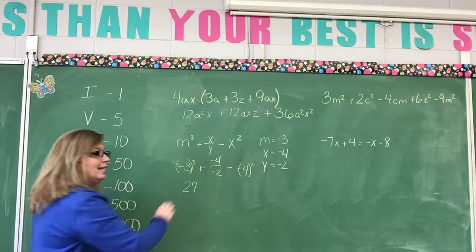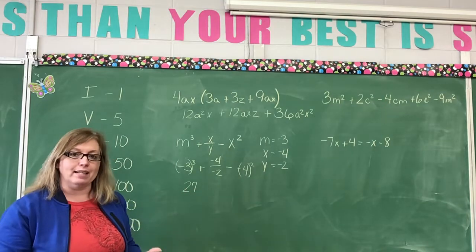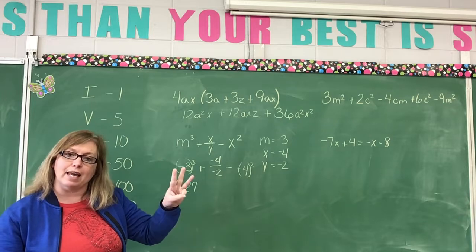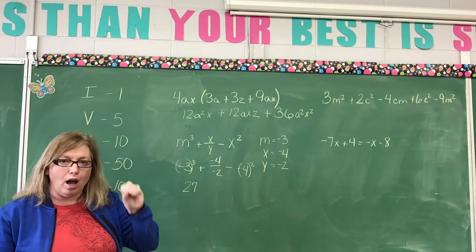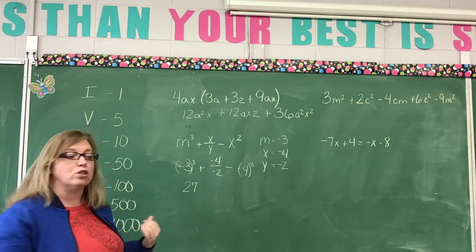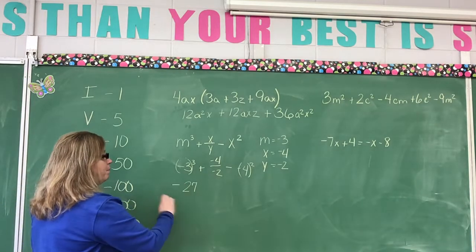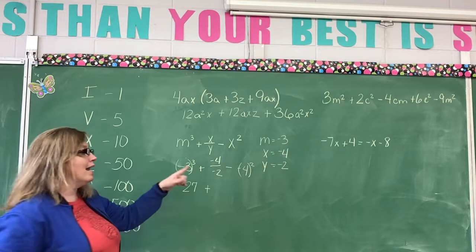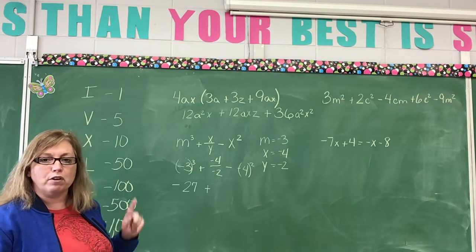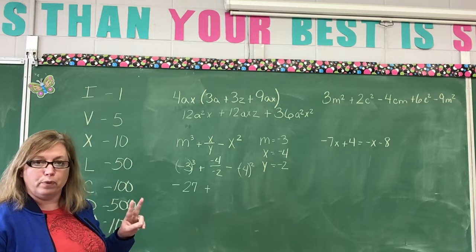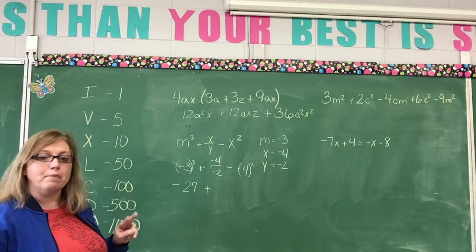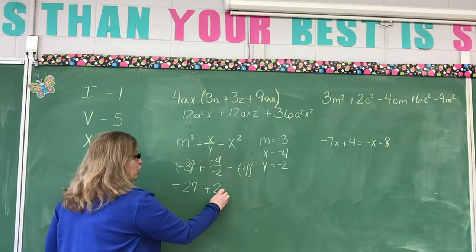Question, is it positive or negative? I multiplied -3 times -3 times -3. So I have an odd number of negative factors, so my answer is negative. Okay? Plus, I have a -4 divided by a -2. Well, 4 divided by 2 is 2. Is it positive or negative? The signs are the same, so it is +2.